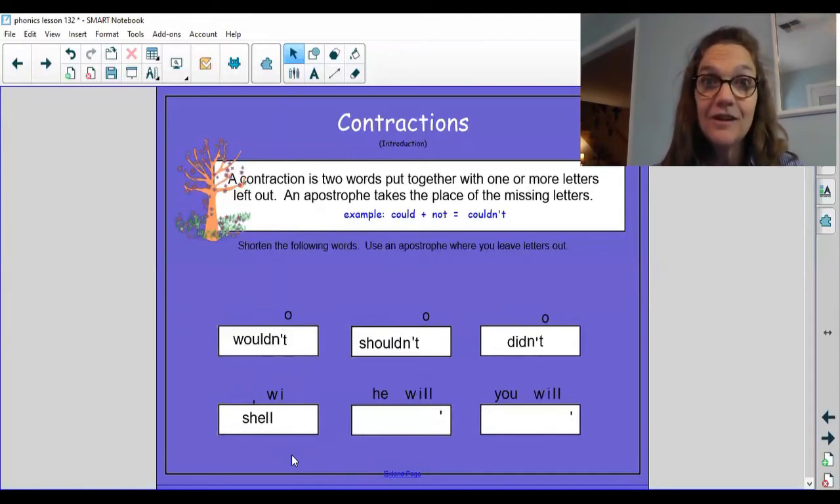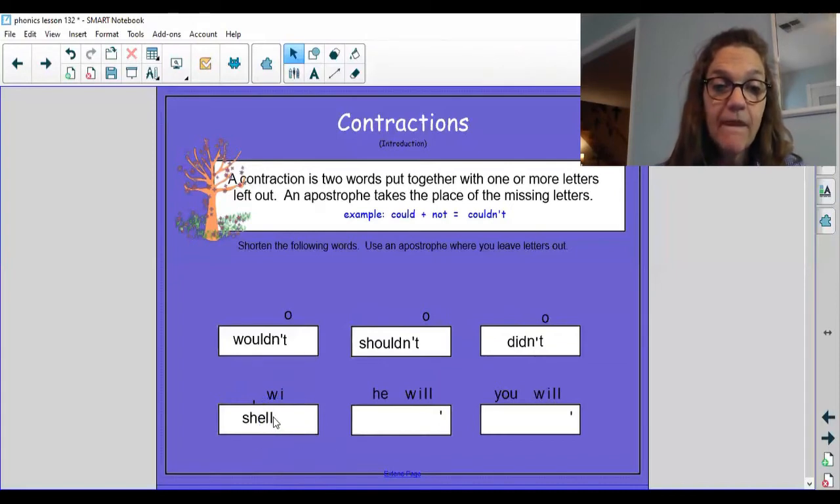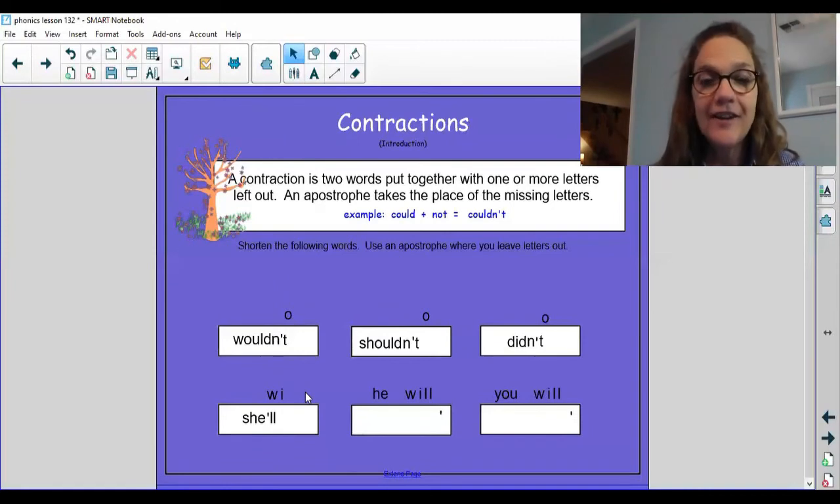That's a big difference. No, that's not correct. Got to move this over and put our apostrophe back. Come on, move over. There you go. Thank you. She'll be right back. And the apostrophe goes where the W and the I were knocked out.